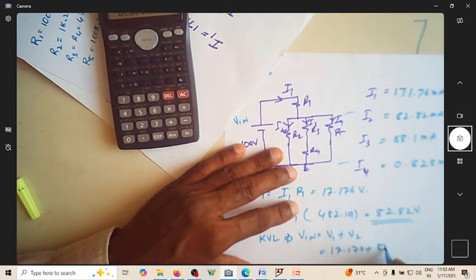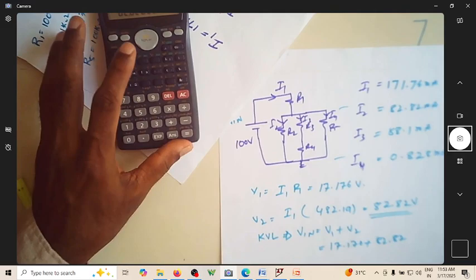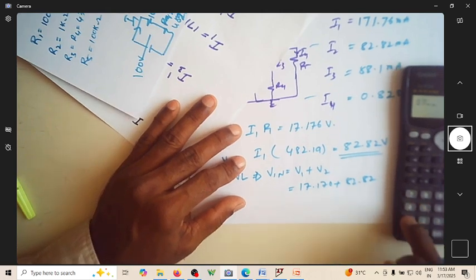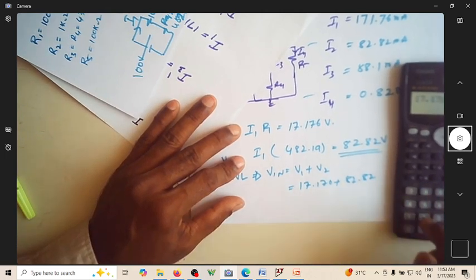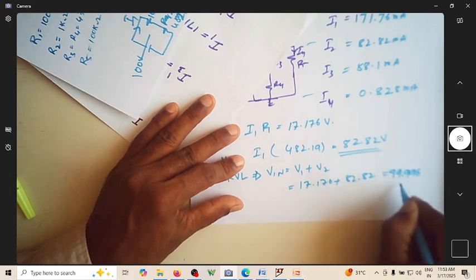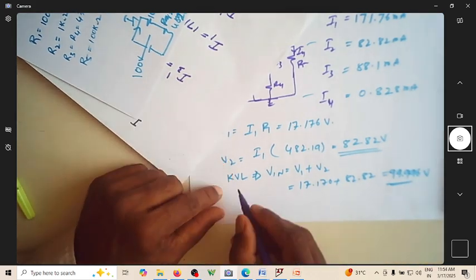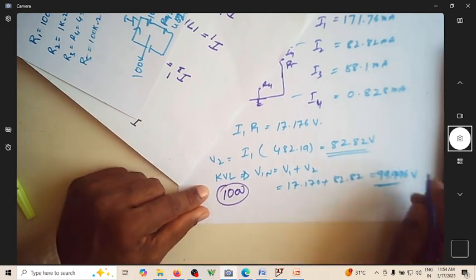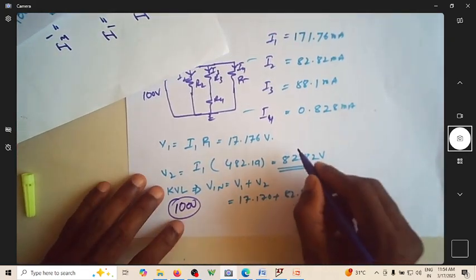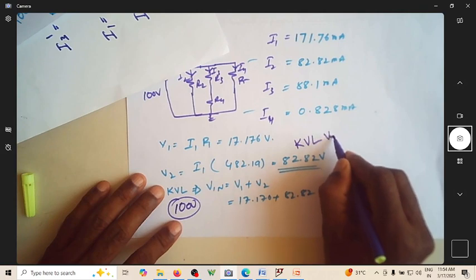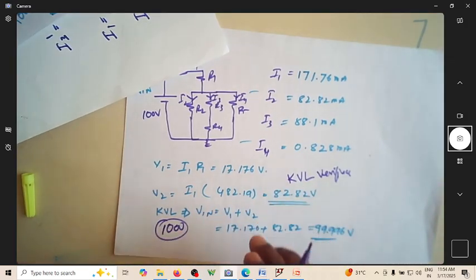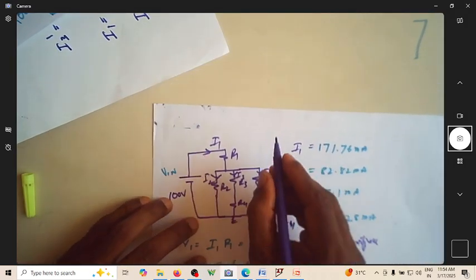It is 17.176 plus 82.82. If I add those two, 17.176 plus 82.82, can you see now it is 99.996 volts, which we are supposed to get as 100 volts. Can you see this is almost very close to 100 volts. So your KVL is verified. KVL is verified.